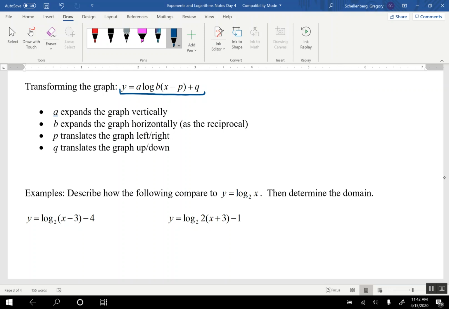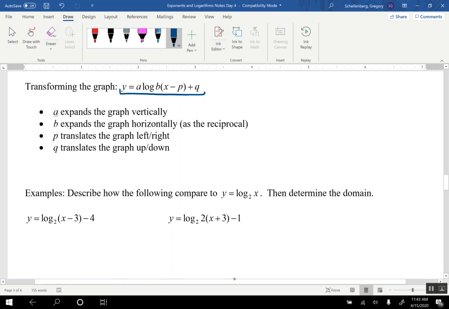If we multiply the logarithm by some value a, it's going to expand or compress the graph vertically. It's going to flip it over the x-axis. If we multiply x by some value b, it's going to expand or compress horizontally or flip over the y-axis. If we add or subtract something to x, it's going to translate the graph left and right. And if we add some value q to the function, it's going to translate the graph up and down.